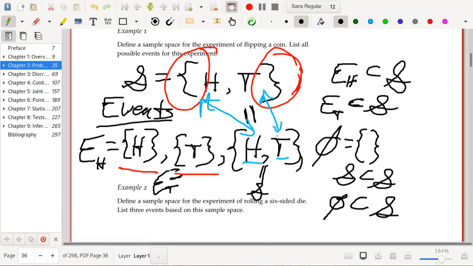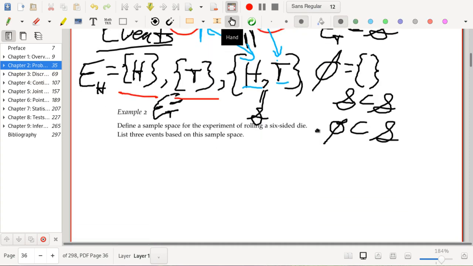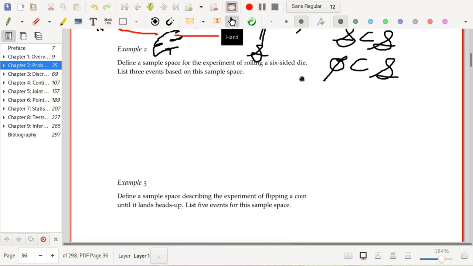Okay. So, continuing on. Next example. Define a sample space for the experiment of rolling a six-sided die. List three events based on this sample space. Okay. So I'm going to say, because I think this is the best way to understand this problem, that it's going to consist of outcomes 1, 2, 3, 4, 5, 6, but I'm not going to write the numbers 1, 2, 3, 4, 5, 6.